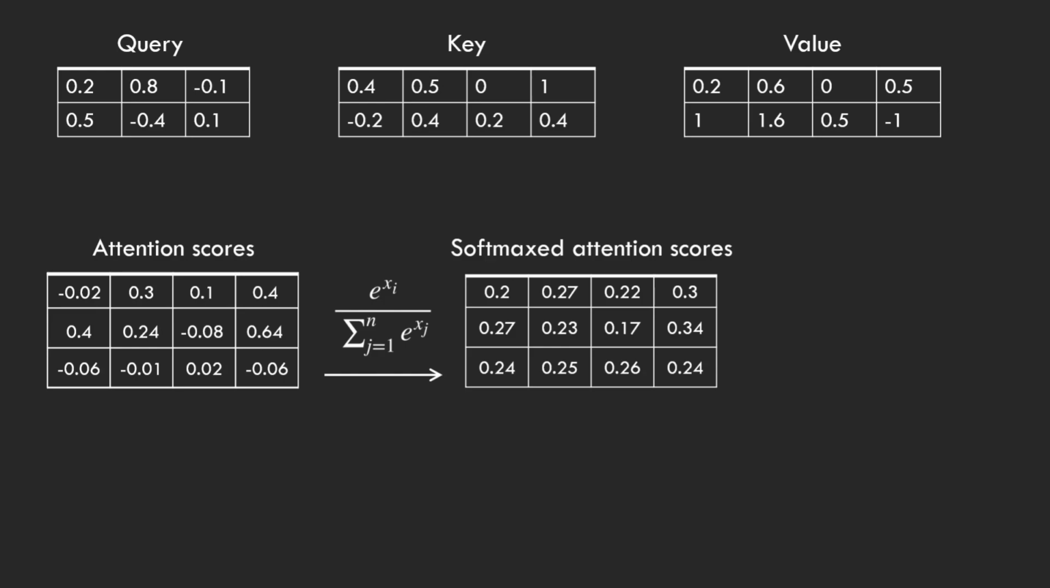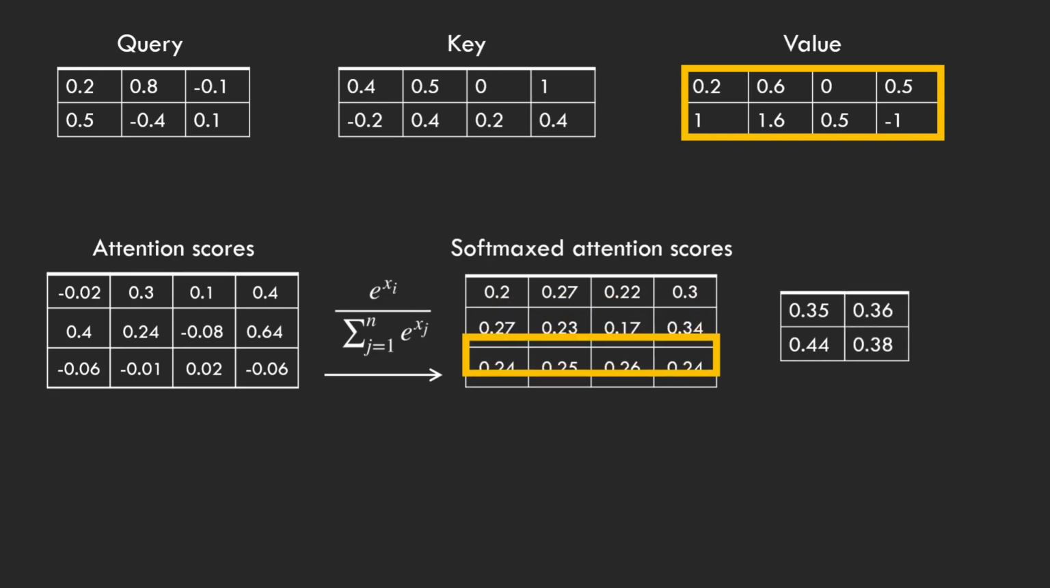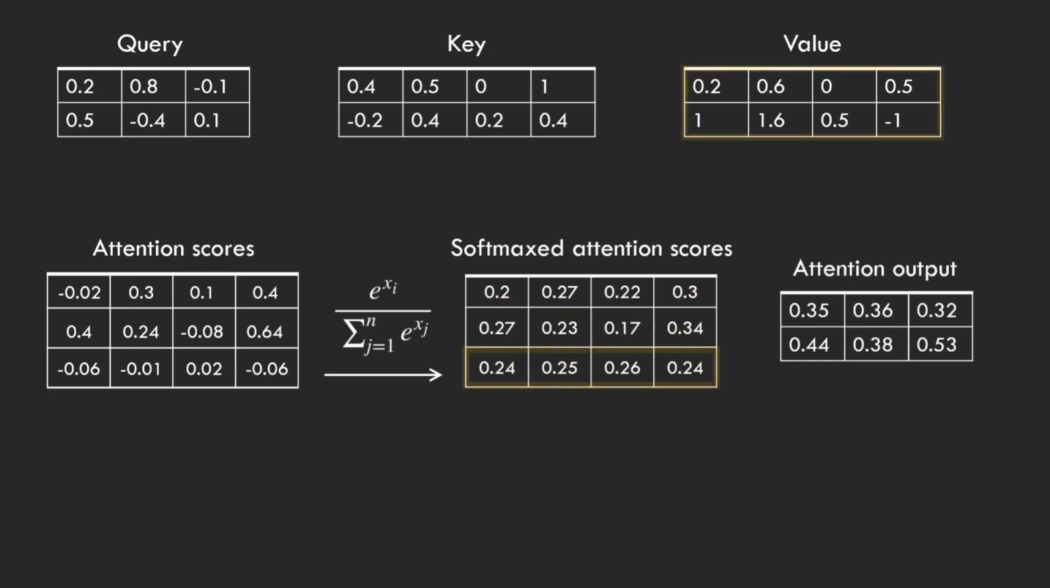The final output of the attention mechanism is then computed as a weighted average of the value vectors, using these attention scores as weights. This output will have the same number of columns as our query matrix and the same number of rows as our value matrix. Although the query and the key vectors need to be of the same size, the query and the value vectors don't necessarily have to.